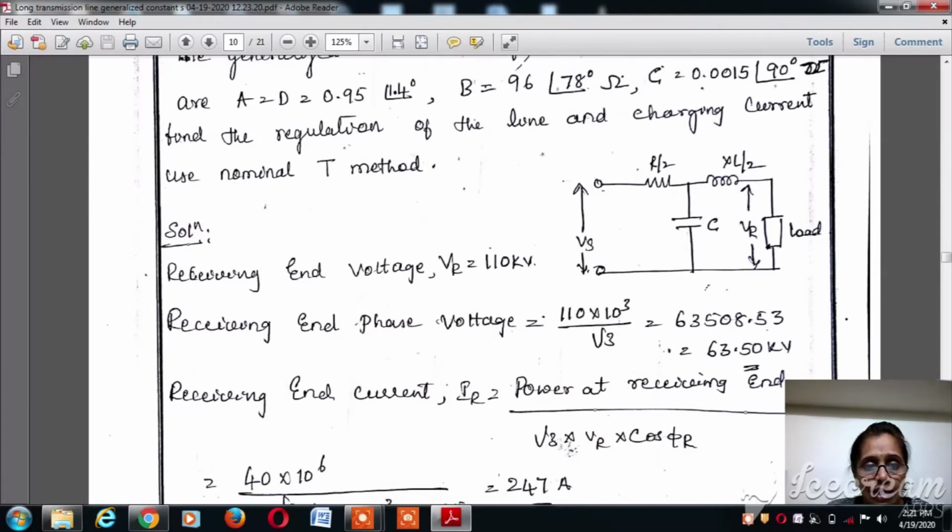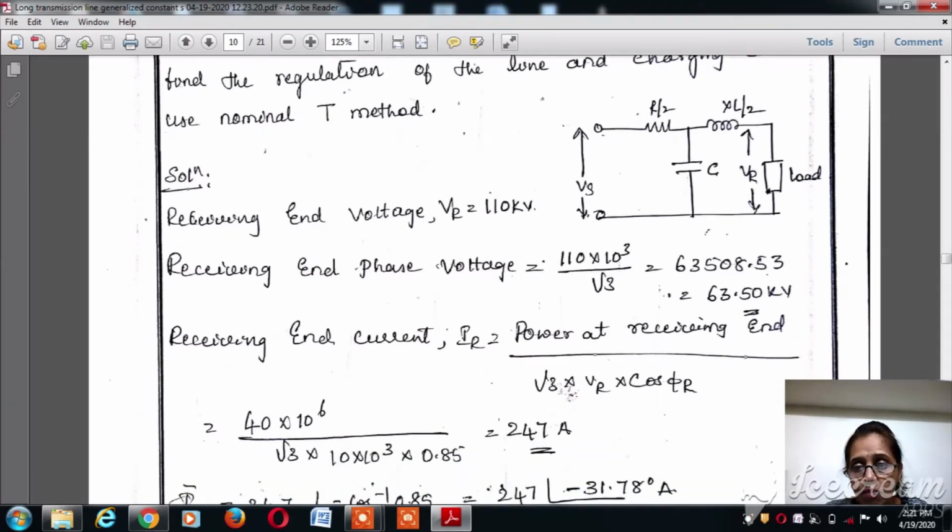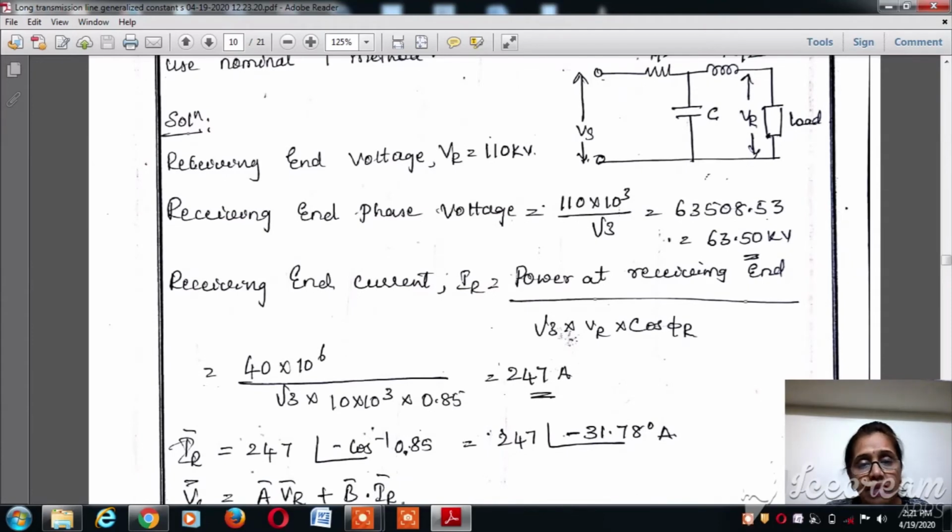Let's understand: the receiving end line voltage is 110 kV, which divided by root 3 gives the phase voltage of 63.50 kilovolts. The receiving end current can also be found using the power: IR is equal to the power at the receiving end PR divided by root 3 into VR into cos phi R, because we know that the power at the receiving end is equal to root 3 VR IR cos phi R.